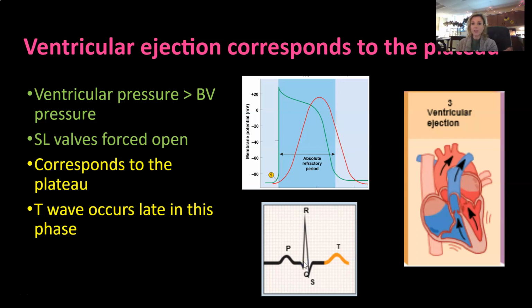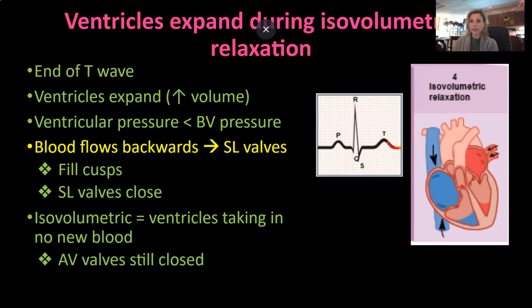I also want to mention that late in this phase is when we have our T wave. So here we've got ventricular depolarization happening late in this phase. So even though this phase is ventricular ejection and we have ventricular systole here, the T wave, that electrical signal, is happening first, so that in the next phase we're going to see this ventricular diastole, which is caused by the T wave.